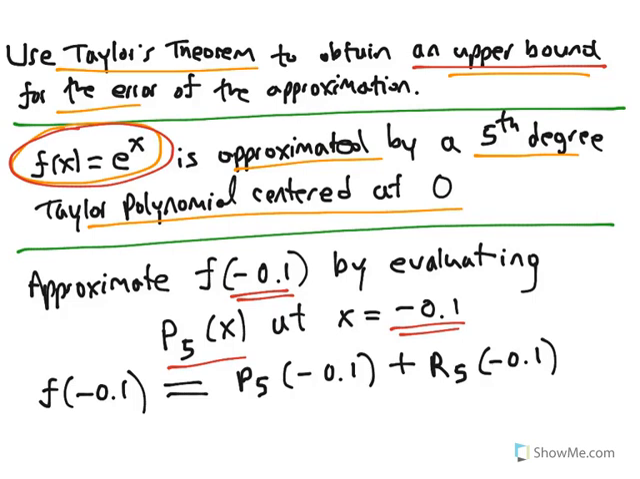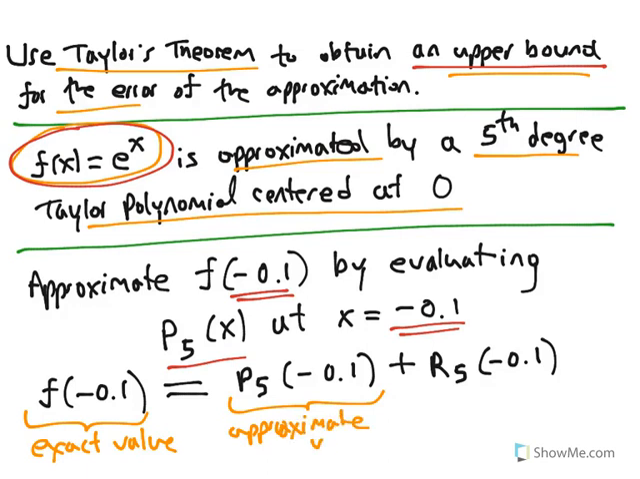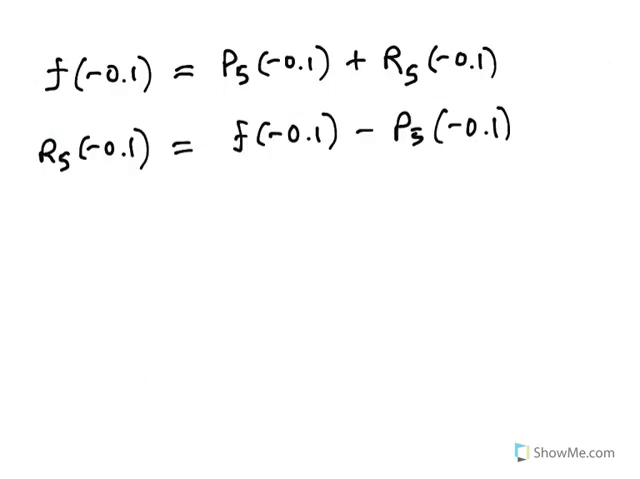So when we do that, this is what we have. This is the exact value, and it is equal to the approximate value plus the remainder. So the remainder is the difference between the exact value and the approximate value. And when we put absolute value, we have the error. So what we want to do in this problem is to put an upper bound on this error.